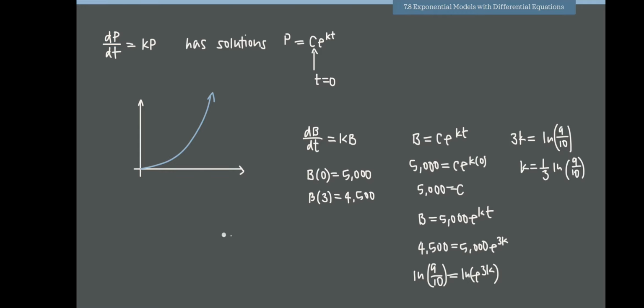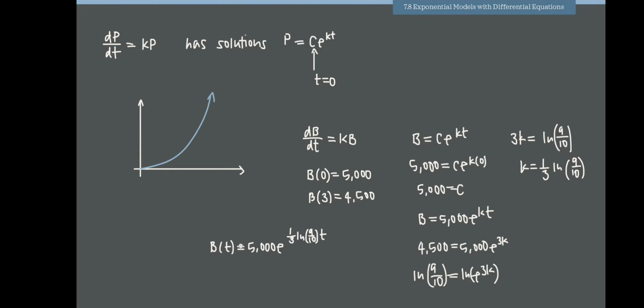Now we have this value for k, and so we can write an equation for B. So we'll say B at time t is equal to 5,000e^((1/3)ln(9/10)·t). Notice now that we've solved for C and we've solved for k, and so we have an equation, B(t), that's going to allow us to take any value for time and plug it into this equation and find the population of bees at that time t.